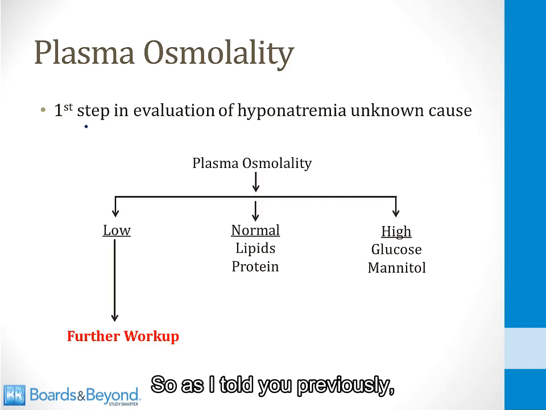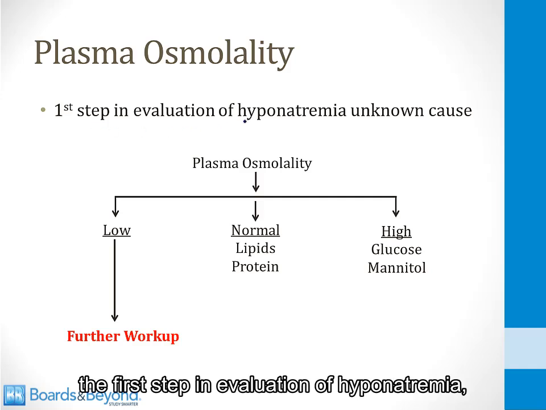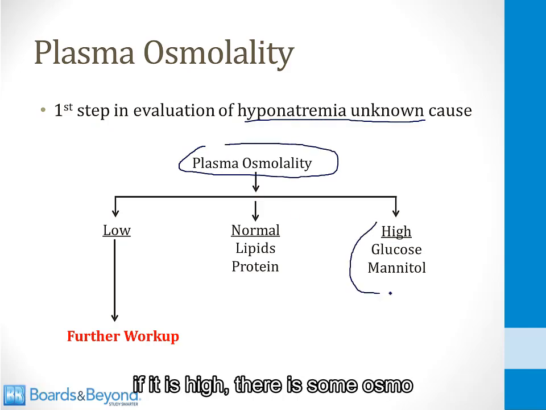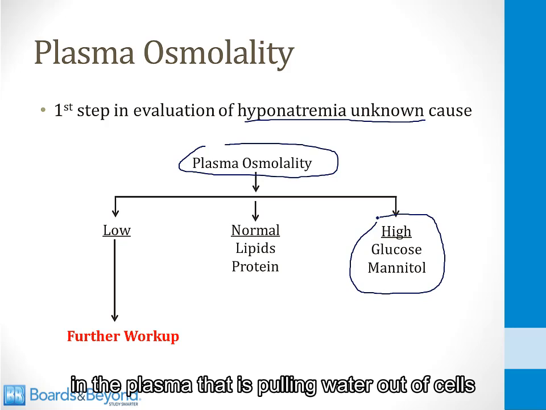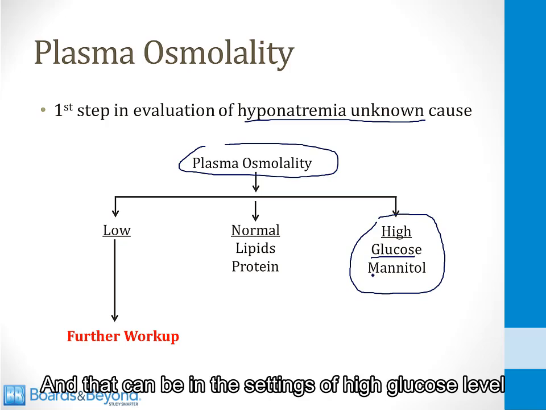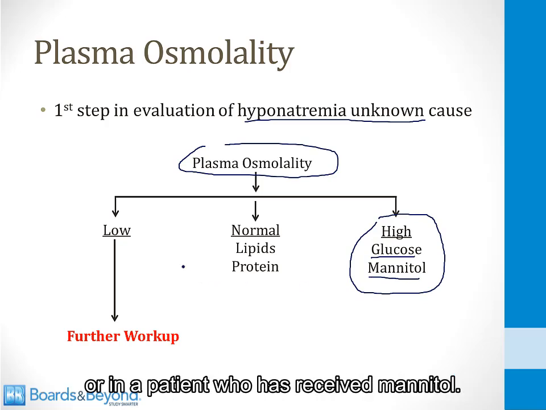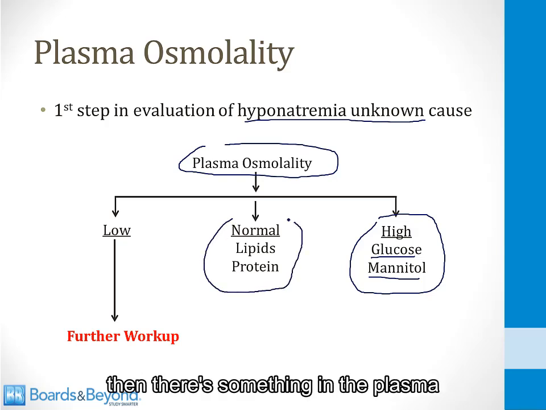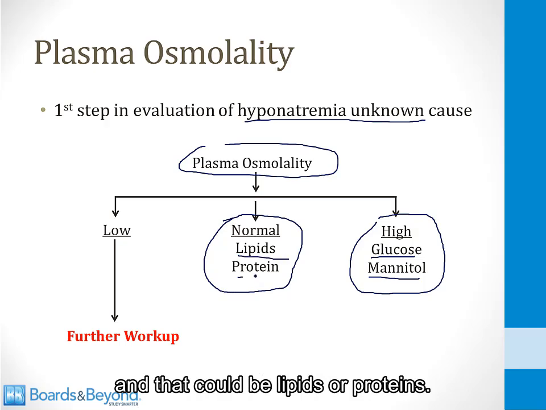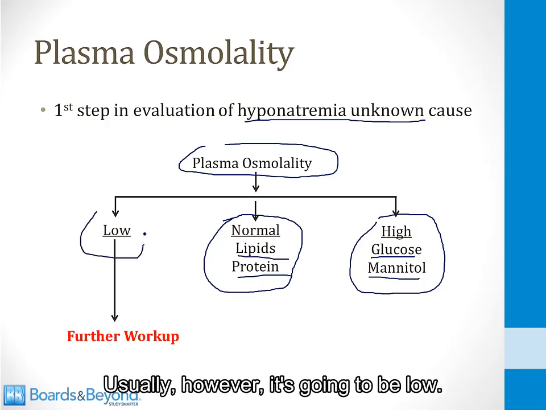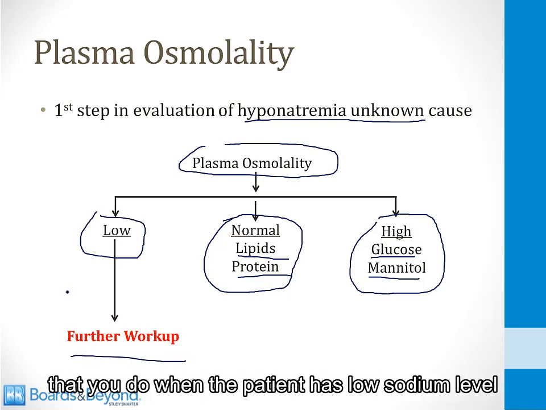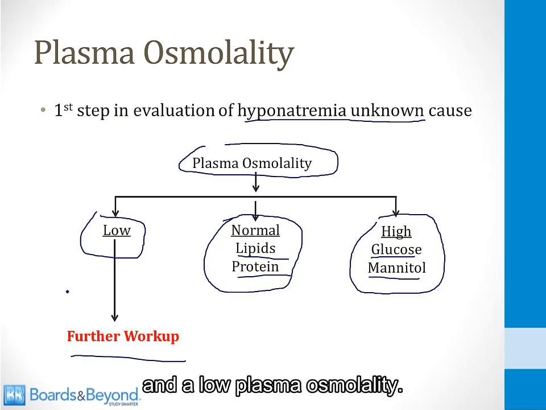So as I told you previously, the first step in evaluation of hyponatremia due to unknown cause is to check the plasma osmolality. If it is high, there is some osmole in the plasma that is pulling water out of cells and diluting the sodium level, and that can be in the setting of high glucose level or in a patient who has received mannitol. If the plasma osmolality is normal, then there's something in the plasma that's interfering with the measurement of the sodium level, and that could be lipids or proteins. Usually, however, it's going to be low, and what we're going to talk about in the rest of this module is the further workup that you do when the patient has low sodium level and a low plasma osmolality.